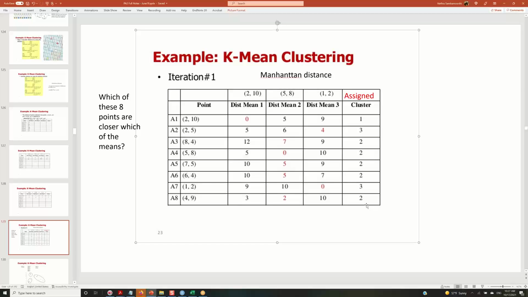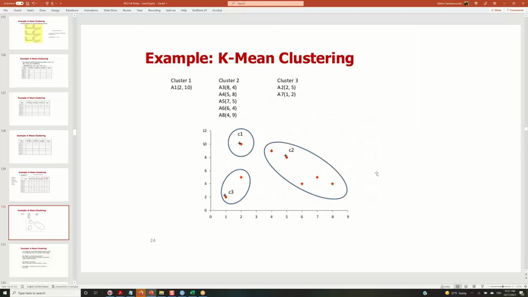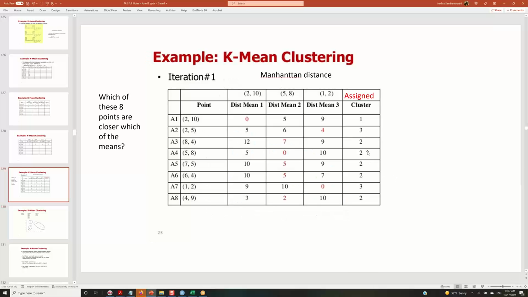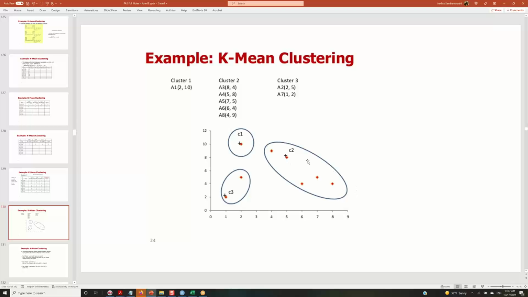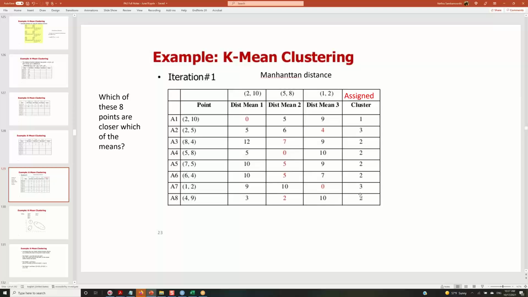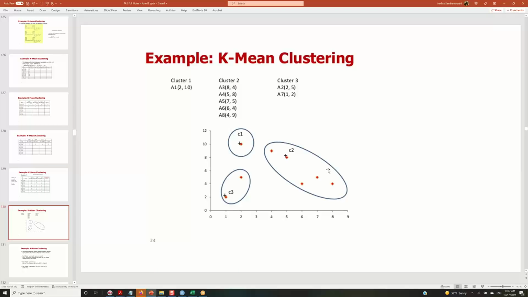Once you assign it, this is assigned 1. All these points are assigned to 2. These 2 points are assigned to 3. See, there are 2 3s and 1 1, and the rest of them are all 2. But now you calculate the mean of this cluster, and then the mean of this cluster. There is only 1 point, no problem. Now for each of the points, you calculate the distance to the different means, and based on that reallocate again.